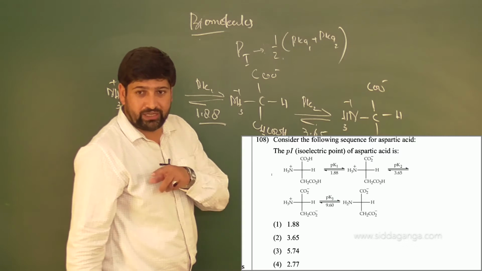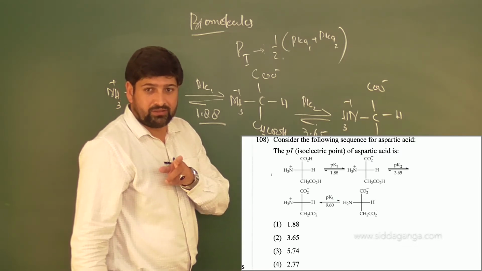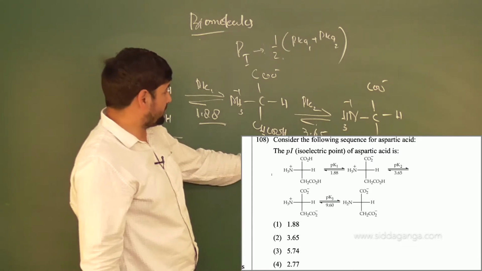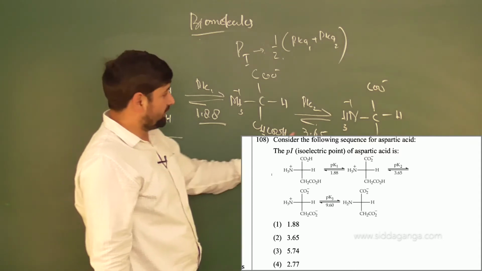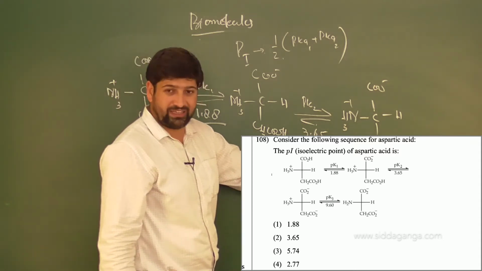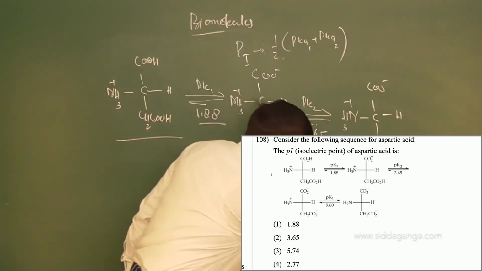pK3. So you got pK2. What you are getting? This molecule, 3.65, 1.88. Then you have got 3.65. You got this molecule. Now pK3.